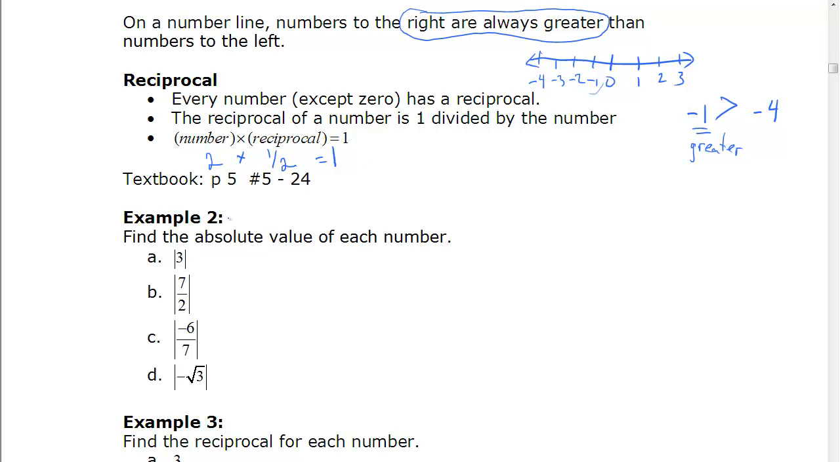So let's work through these examples now. First, we're going to find the absolute value of each number. So the absolute value of 3 just means make it positive. It's already positive, so it stays as 3. 7/2, 7/2. -6/7 becomes 6/7. -√3 becomes √3. And that's all there is to absolute value.